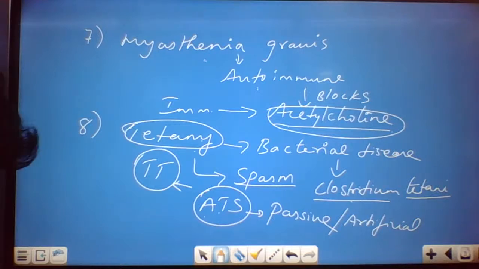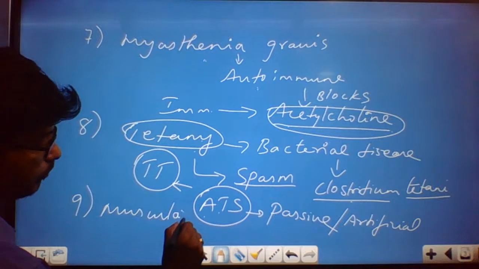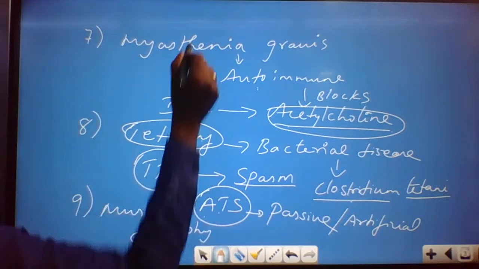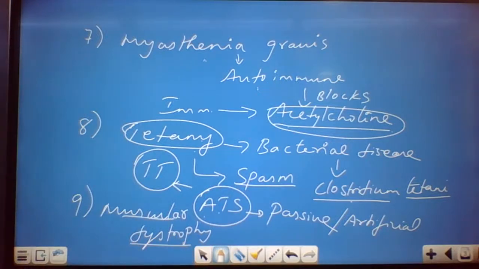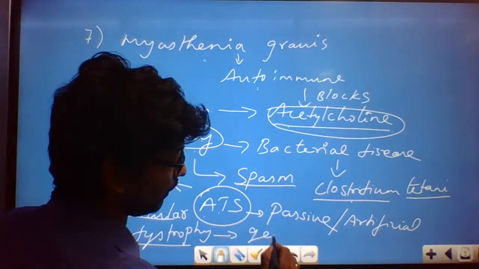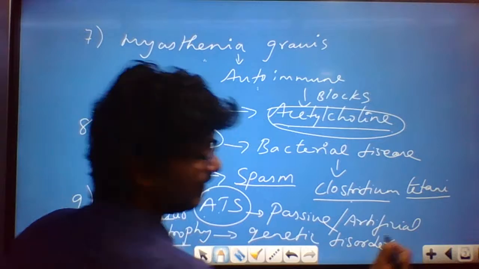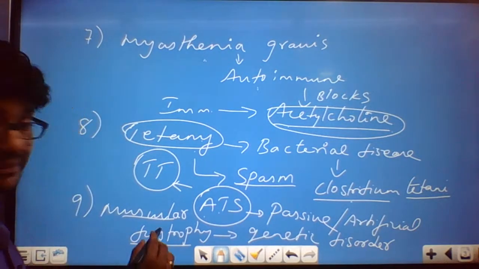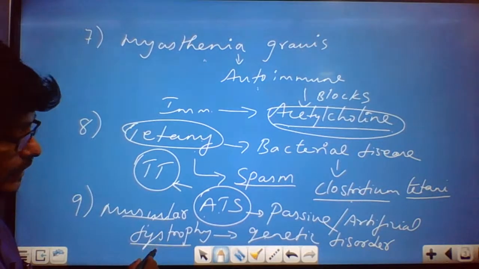At last we're going to discuss muscular dystrophy. Muscular dystrophy is also very important. Just as you say myasthenia gravis is an autoimmune disorder, muscular dystrophy is a genetic disorder. Please remember, often they ask this question as well. It's inherited, a disorder passed from parents. This is a muscular disorder. So it is a genetic disorder, the muscular dystrophy.